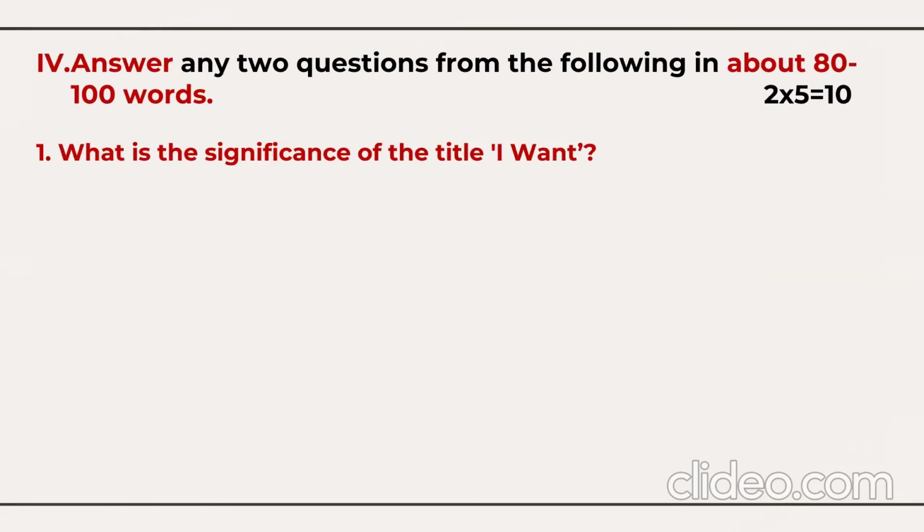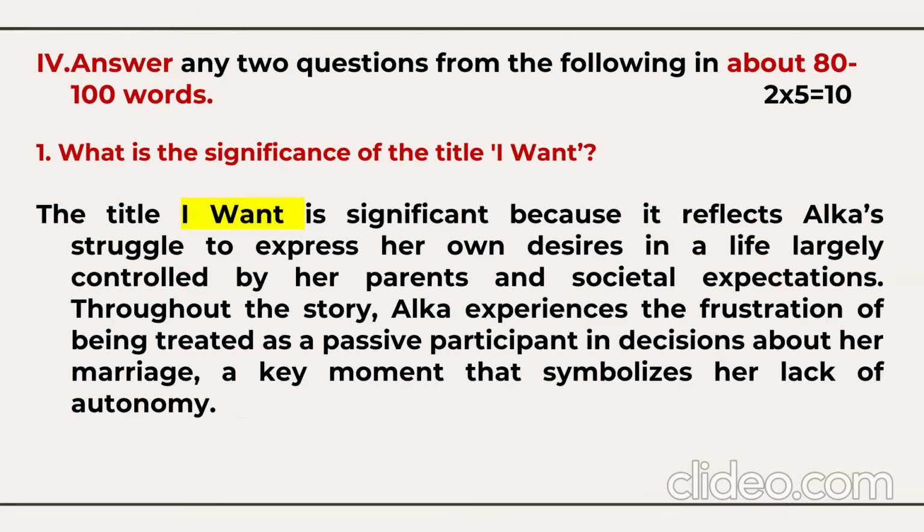What is the significance of the title I Want? The title I Want is significant because it reflects Alka's struggle to express her own desires in a life largely controlled by her parents and societal expectations. Throughout the story, Alka experiences the frustration of being treated as a passive participant in decisions about her marriage. That's a key moment that shows her lack of autonomy.